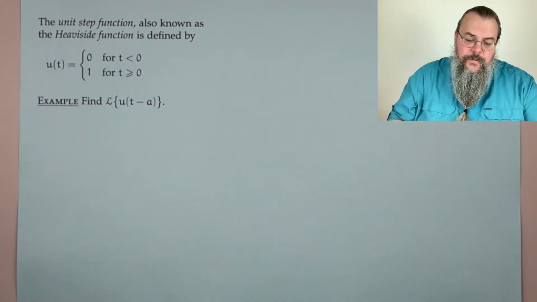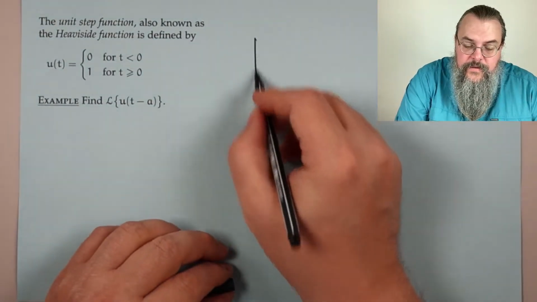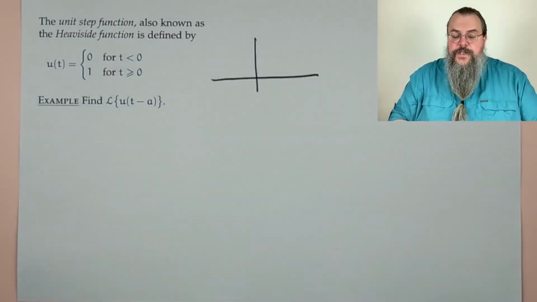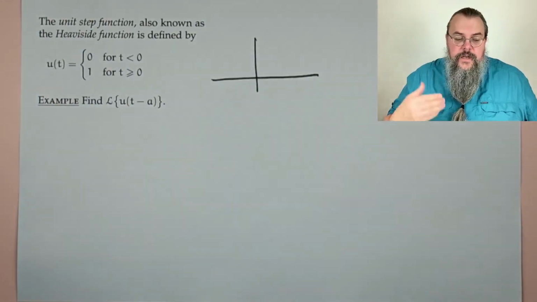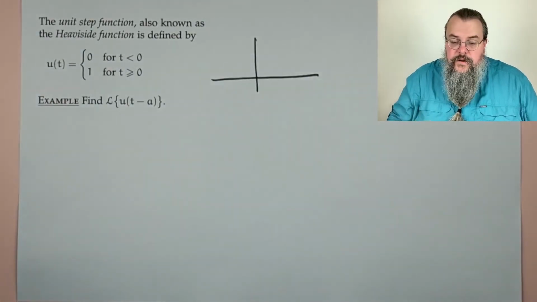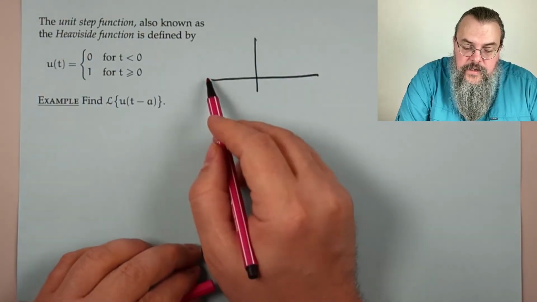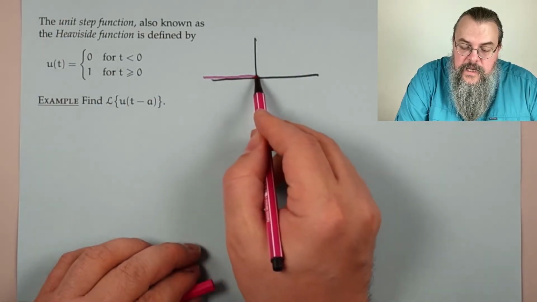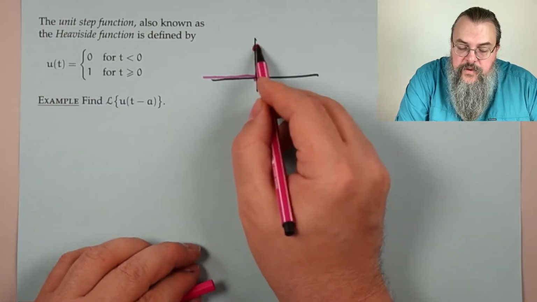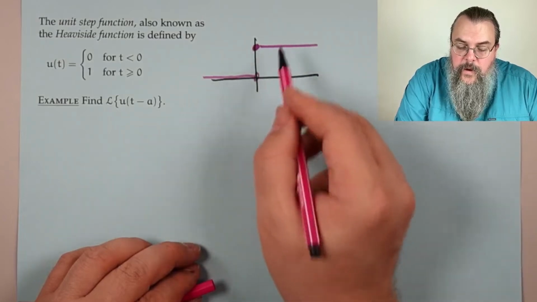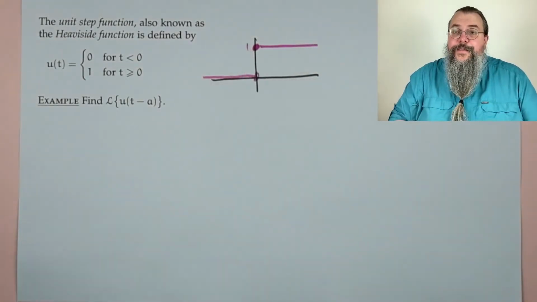And what does it look like? Well, if you were to graph this, it has the following shape. Namely, initially, it's 0, and then it jumps to 1. Okay? So that's the function.